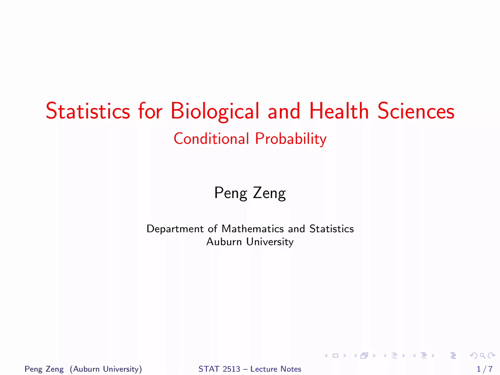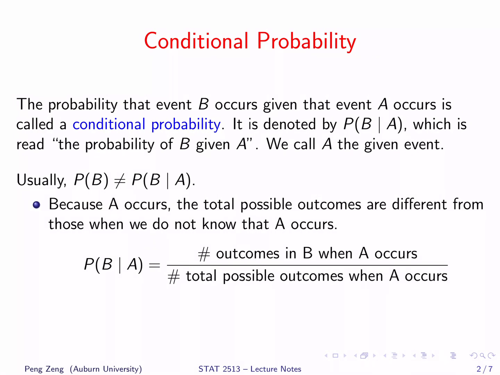This class discusses conditional probability. We need this concept because sometimes we may have extra information on an experiment, which will affect the calculation of probabilities. The probability that event B occurs given that event A occurs is called a conditional probability. It is denoted by probability of B given A.